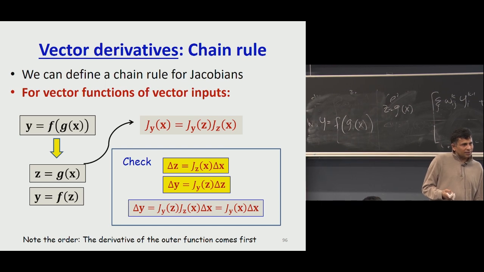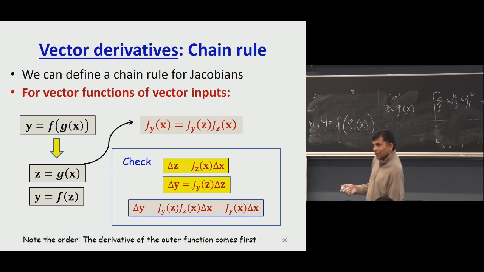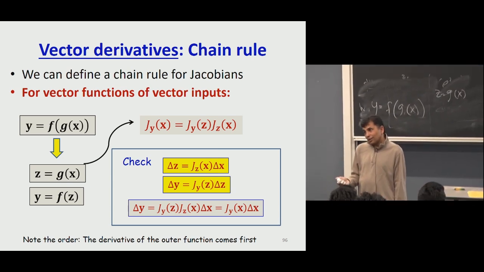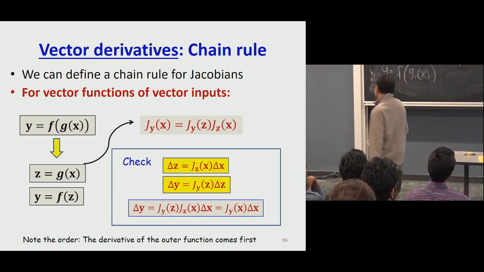In this case, what's it going to be? What kind of vector? It's a row vector, right? So it's a row vector.